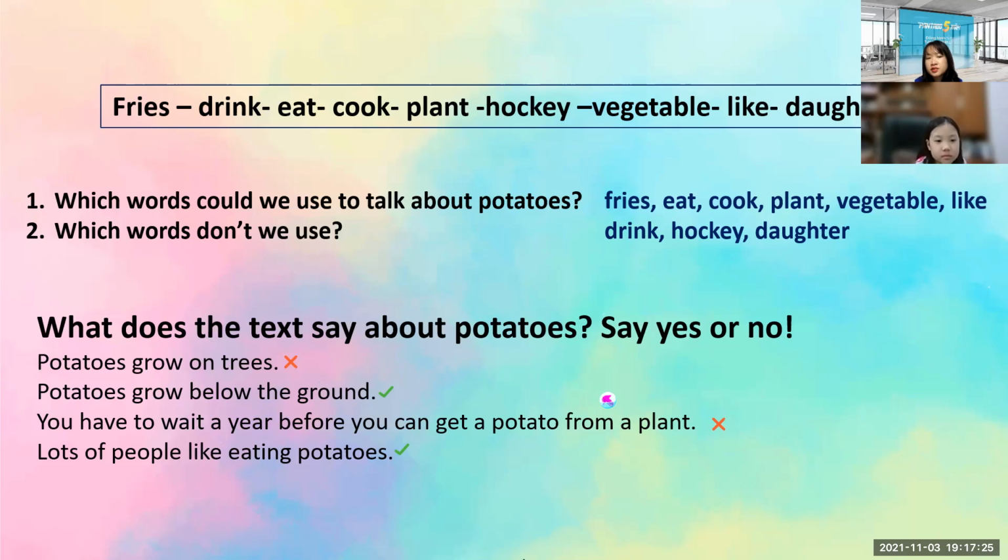The first one, what grows on a tree or below the ground? The answer is no, yes, no, and yes. Perfect. Okay, so do you know how long we need to wait to get a potato from a plant?